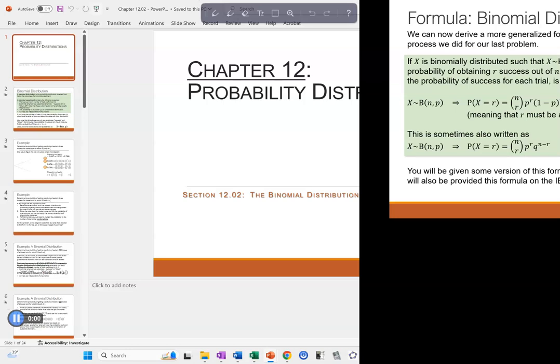So again, this formula is one we'll use all the time. It's something that would be provided for you on a test or also the IB exam, but it's also built into your calculator.